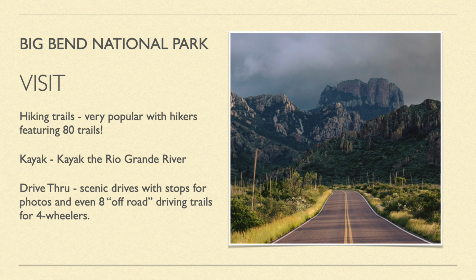First, you can hike one of the trails. This national park is really popular with hikers. It features over 80 hiking trails. You can also kayak, just like in South Carolina, with that national park that we saw, Congaree National Park. Well, you can also do that here on the Rio Grande River. And finally, if you want to drive through, there are scenic drives with stops where you can take wonderful photos. And there are even 8 off-road driving trails for 4-wheelers.